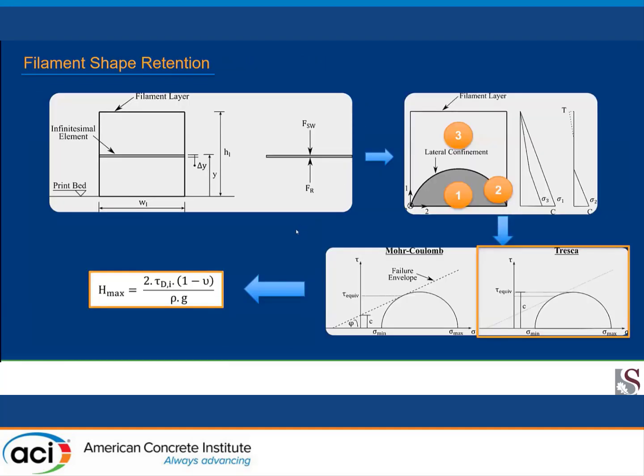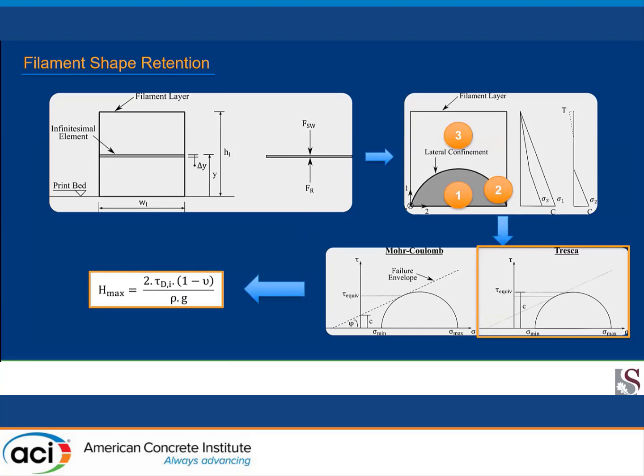So moving on to the filament shape retention. This is just a quick derivation. I'm just going to run through it, but essentially you start off with a cross section of your filament layer, which you take force equilibrium, and then you have an expression, followed by looking into the stress states that are present within the material.